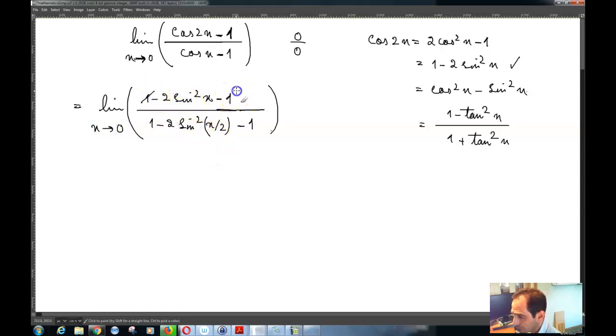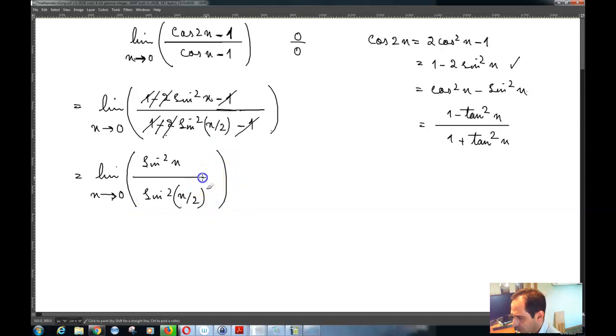Now this 1 and this negative 1 cancel out, this 1 and this negative 1 cancel out, and the negative 2 and 2 cancel out. So you have the limit of sine squared x over sine squared x divided by 2 as x tends to 0. Now again, if you evaluate this expression at x equal to 0, sine 0 is equal to 0, and sine 0 divided by 2 is also 0. Again, you have this 0 divided by 0.